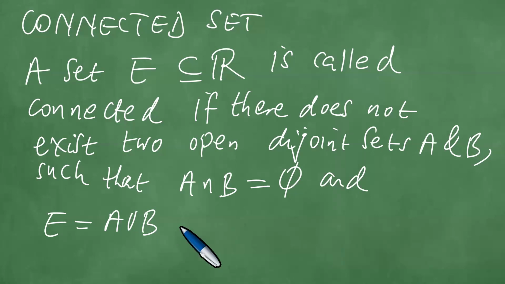Okay, and I'm going to mention a little bit more. We continue. Right, so that set is called connected if you cannot break it into two disjoint open sets that are like that.